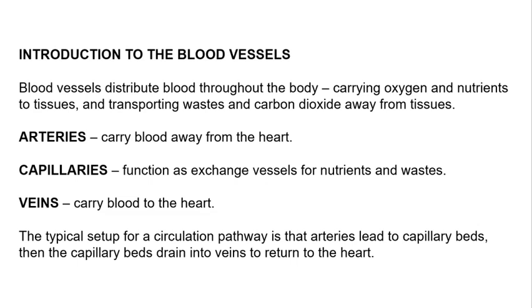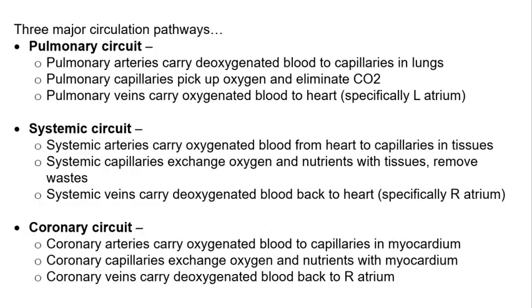The typical setup for a circulation pathway is that the heart will pump blood into the arteries. Those arteries will lead to capillary beds. The capillary beds will then drain into veins, and it's those veins that will return blood to the heart. There are three major circulation pathways. Each is composed of their own sets of arteries, capillaries, and veins.